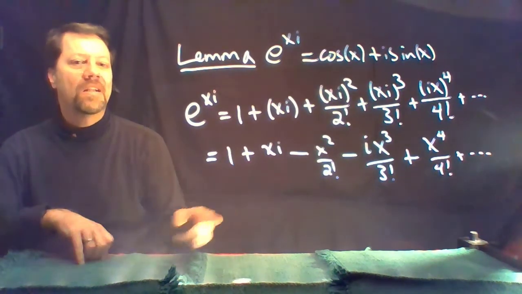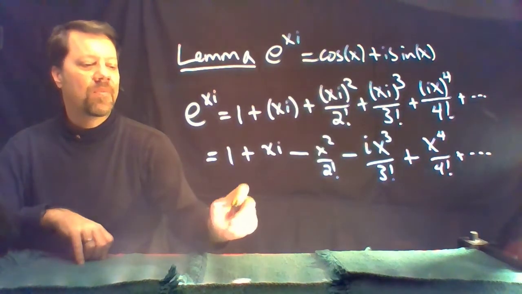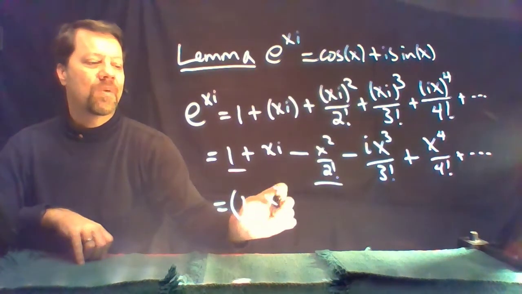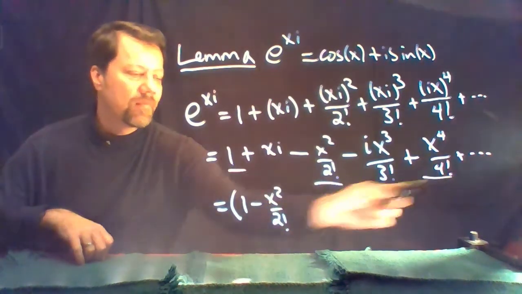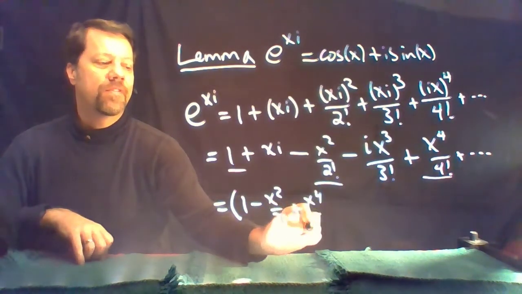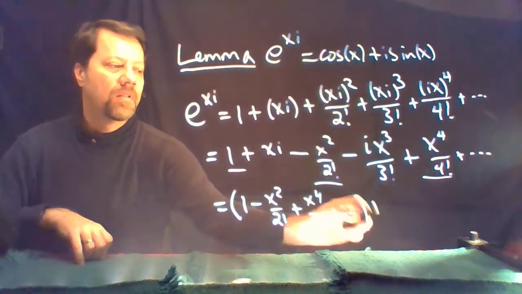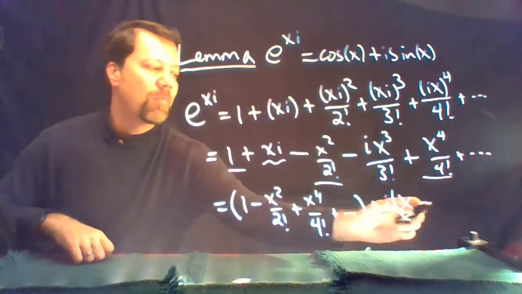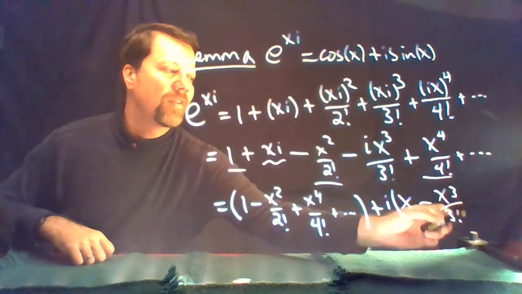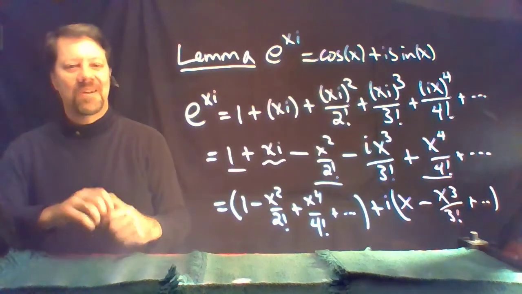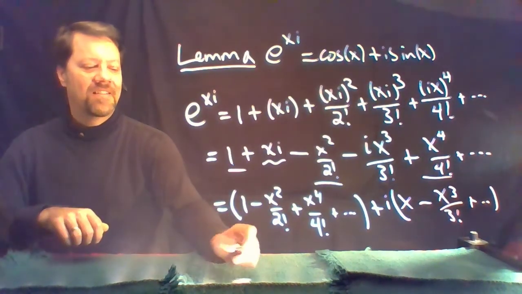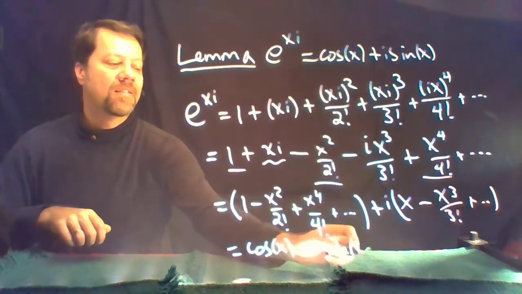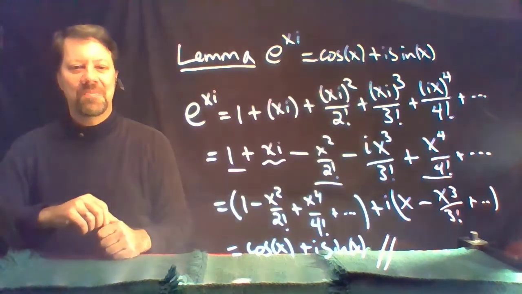We're now going to collect real and pure imaginary terms. The real terms are 1 minus x squared over 2 factorial plus x to the 4th over 4 factorial. And now the pure imaginary terms. We have x, and then minus x cubed over 3 factorial, and so on. It should now be apparent that what we get is cosine of x plus i times the sine of x. And that's the end of the proof.